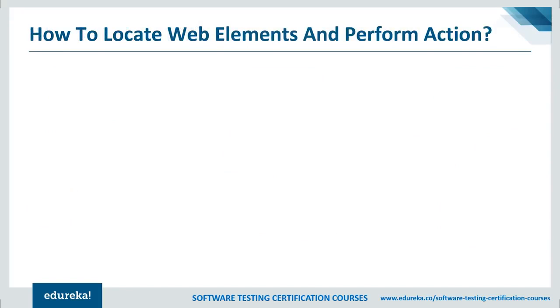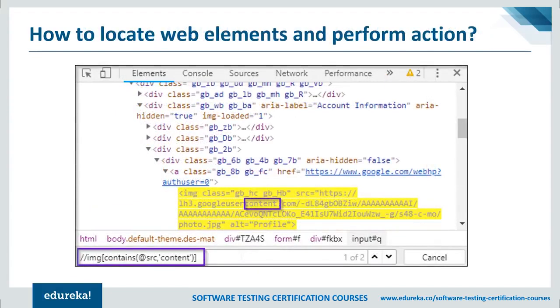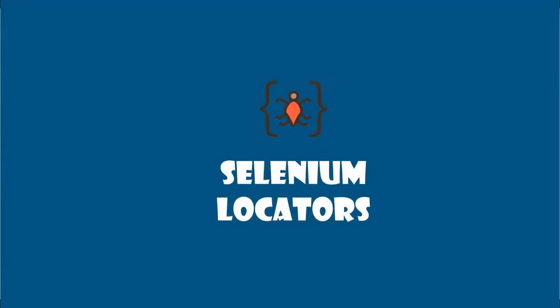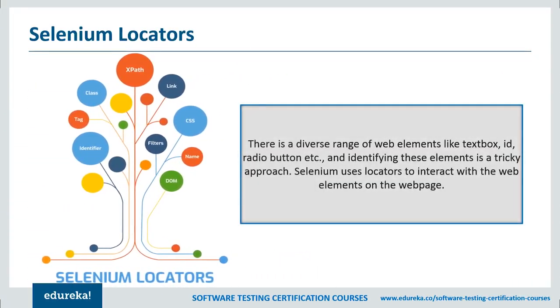So how to locate web elements and perform actions? So this is nothing but your web page where you have inspected the element and you're trying to locate a particular element on the web page. So how is that done? I'll tell you how. That is with the help of Selenium locators. So what is a locator? A locator can be termed as an address that identifies a web element uniquely within the web page. They are the HTML properties of the web element which tell Selenium about the web element it needs to perform the action on. Selenium uses locators to interact with the web element on the web page.